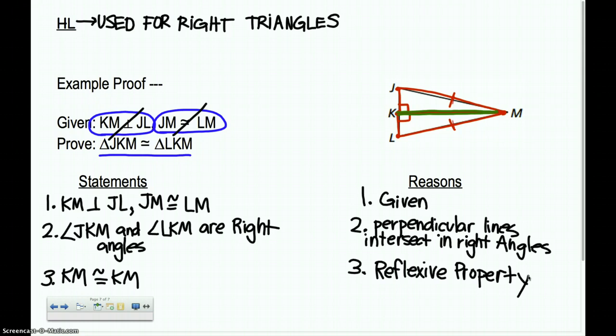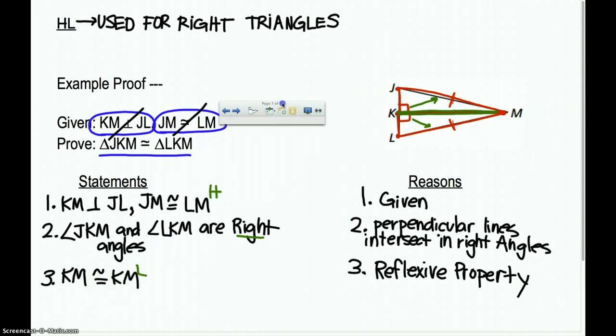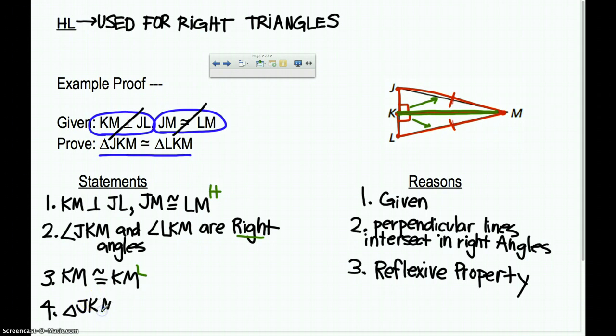Let's look at what we have here. Right, we needed right triangles. We needed the hypotenuse. How do we know it's the hypotenuse? Well, look, it's across from the beautiful right angles that we have. And then we needed a leg. Because we've shown hypotenuse, right triangle, and leg, because of all that, we are ready to say, yeah, our two triangles are congruent. JKM is congruent to triangle LKM.